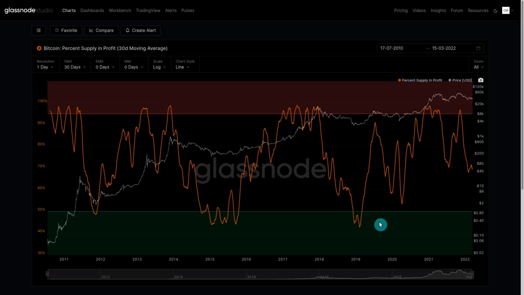If we look at past cycles, we got down below 50% in profit. In March 2020, we got down to about 55%, 53%. Here we are up here at 70 or 68%. It could fall somewhat lower if some of those coins get sold.